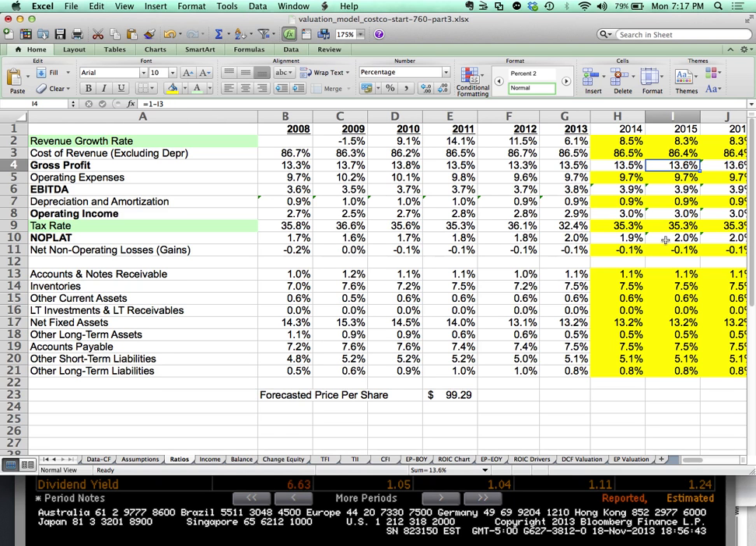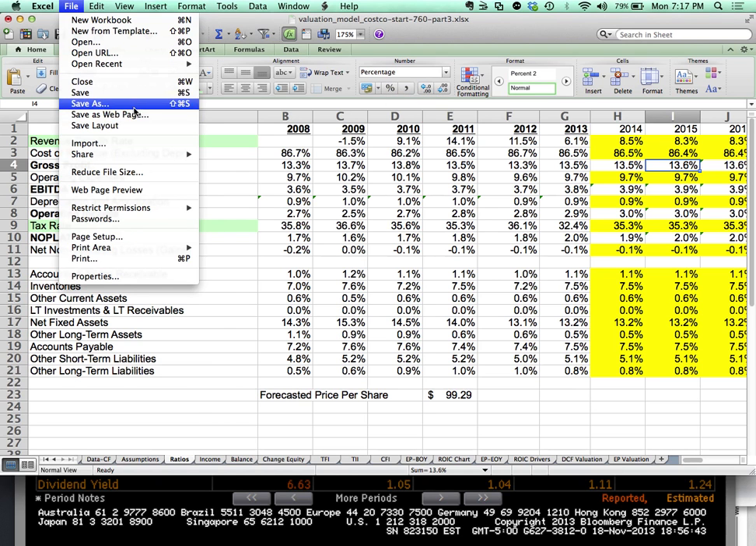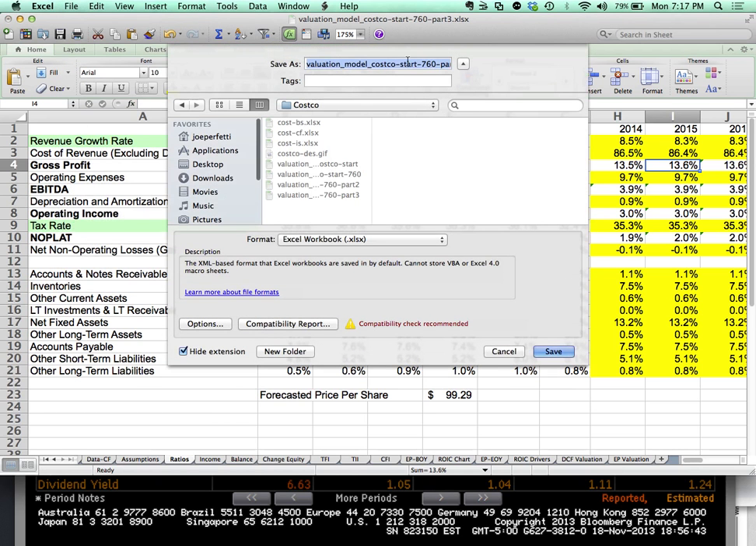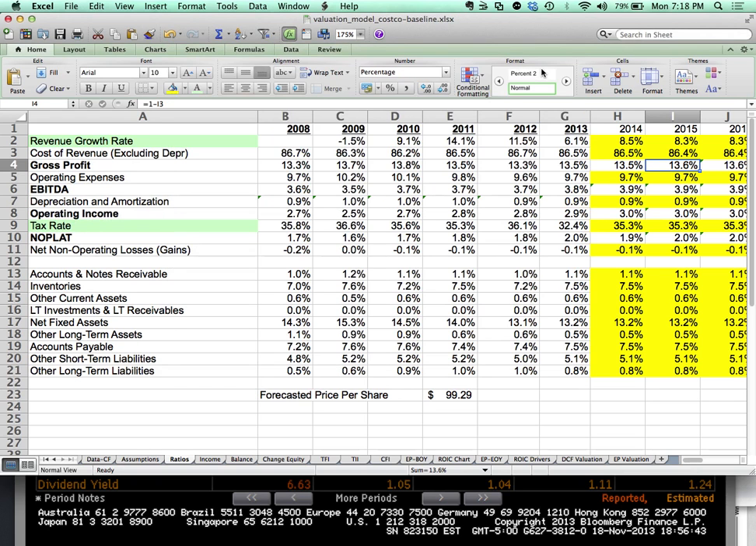Questions about what we just did? This, by the way, is a made-up term that we will use for this class, and we're going to call this the baseline. So this is the baseline valuation file for Costco.